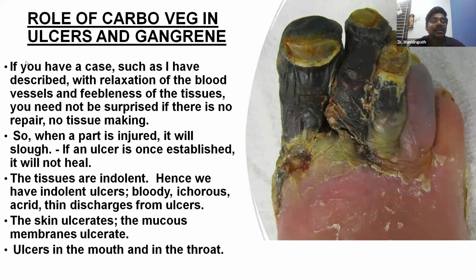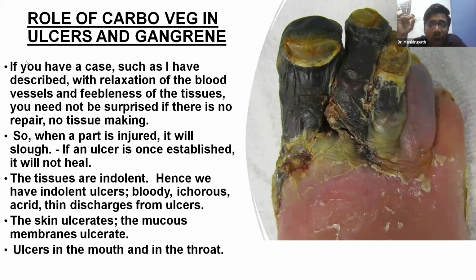Role of carboveg in ulcers and gangrene. Now, tell me a very few top remedies, top in the sense of well-indicated remedies for gangrene, ulcers, non-healing gangrene ulcers I am talking about. Chronic gangrene, chronic non-healing ulcers. Remedies first. Secale cor, graphites, arsenic, pyrogenium, silicea, apis. Fine, good. Nitric acid, anthracinum, nice suggestion, lachesis, crotalus. Fine, good. Thank you. Everyone is active.